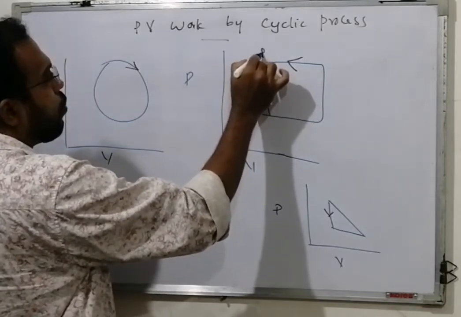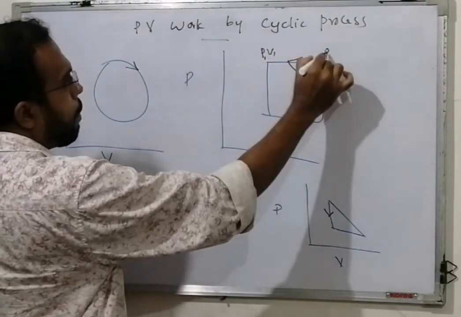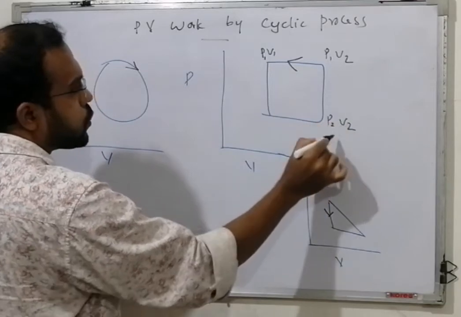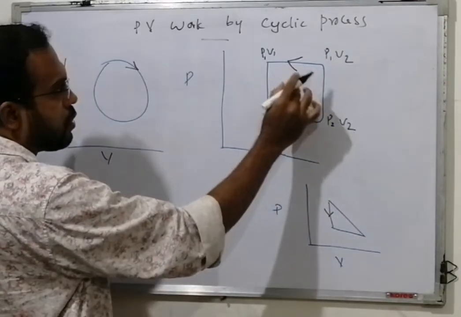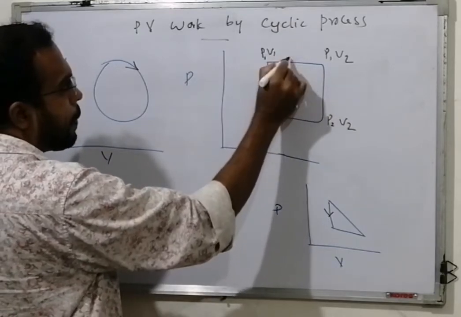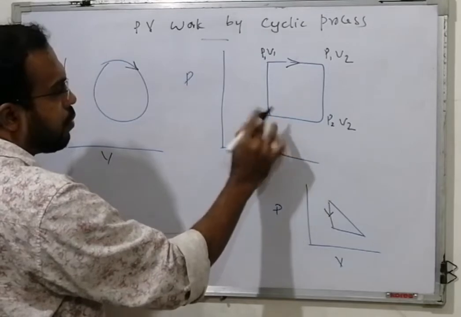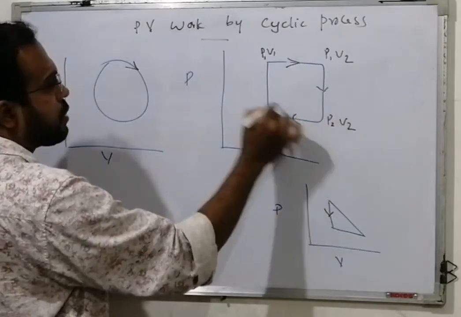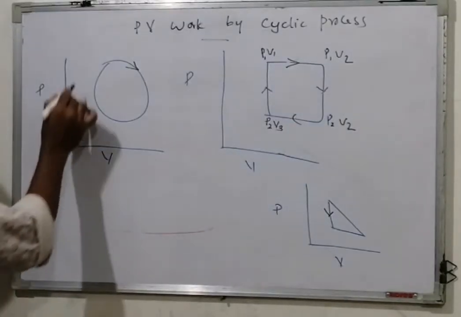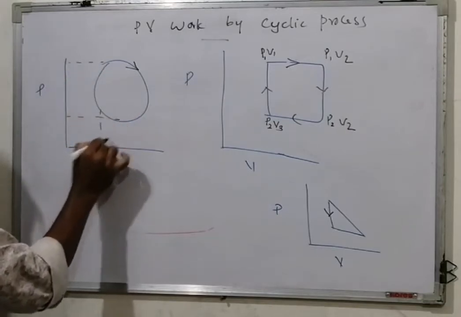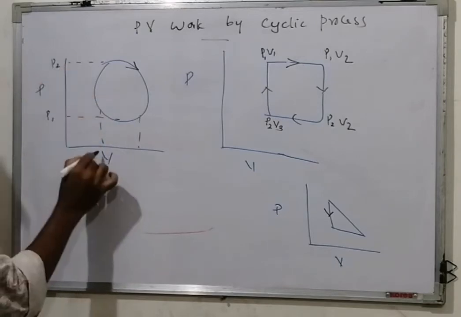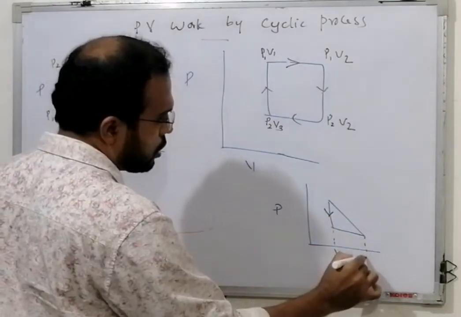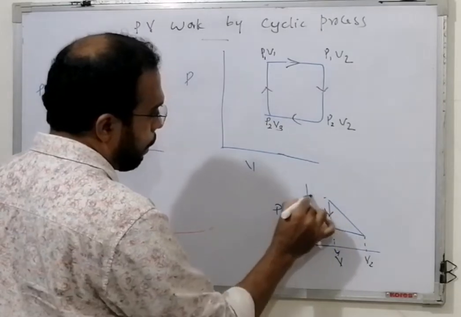We can say P1, V1 like this, P, again pressure is constant, V2, volume is constant, P2, V2. Volume is constant this side. Now, again, volume is constant, pressure is constant, P2, V3. This like this. Here also you can draw like this. This is P1, P2, V1, V2. Here also it's possible. This is V1, this is V2, P1, P2.